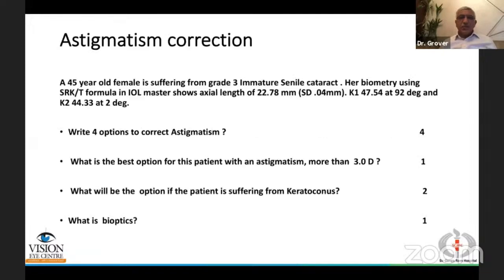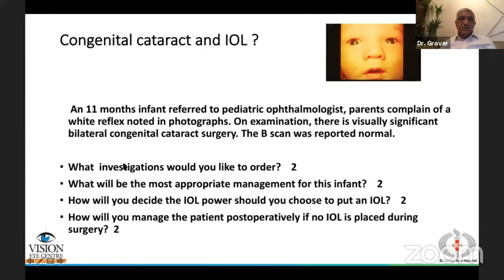You may have clinical problems pointed out to you. For example, you have this cataract patient who needs surgery. Biometry shows this and keratometry is 47.54 and 44.33. So what are the various 4 options to correct astigmatism during cataract surgery? What is the best option for this patient? What if further evaluation shows that this patient has keratoconus, then how will you manage it? What is bioptics? So all that you can answer objectively and you can get nearly full marks.